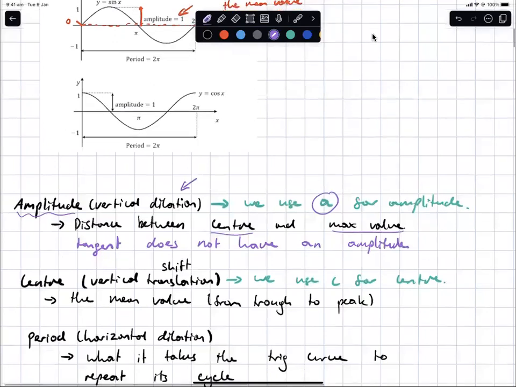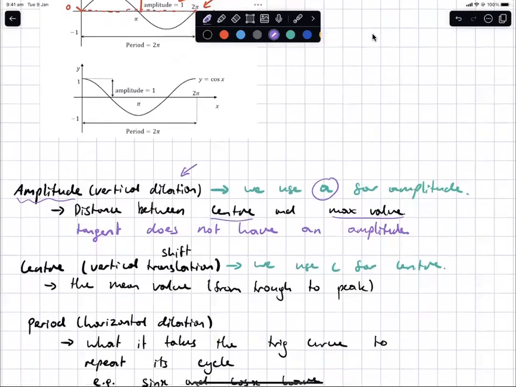The center is affected by the vertical translation of the curve. If we add something onto the end of it, it shifts the curve up and down from the center. It's a handy point for us to understand, and it's the mean value from the trough to peak.